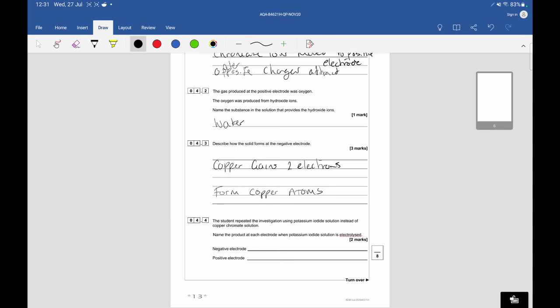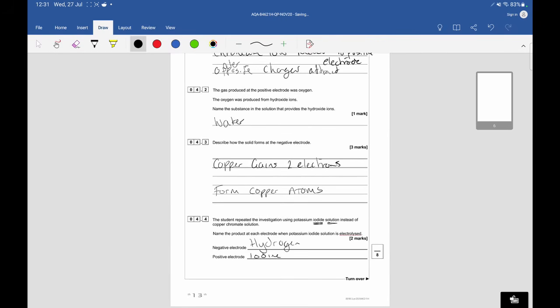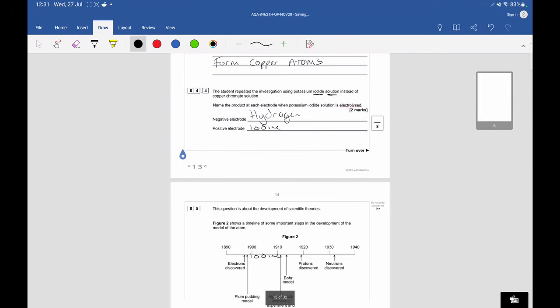So we know that we're going to get hydrogen forming there, because at our negative electrode, you always get whatever is the least reactive out of hydrogen and the metal when they're dissolved in solution, and this is in solution. And at our positive electrode, we have a group 7 substance, which is iodine. So iodine forms, because our rule is anything in group 7 will form at that positive electrode, and that's always going to be the case.